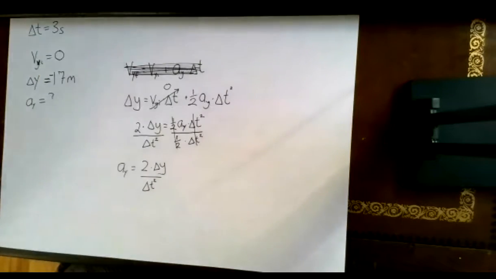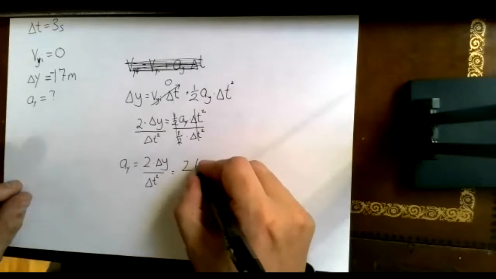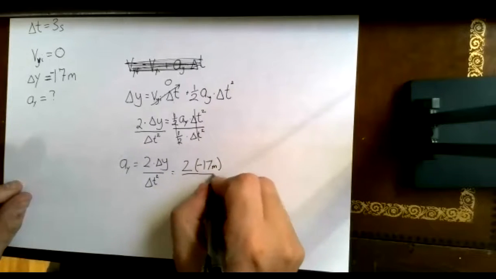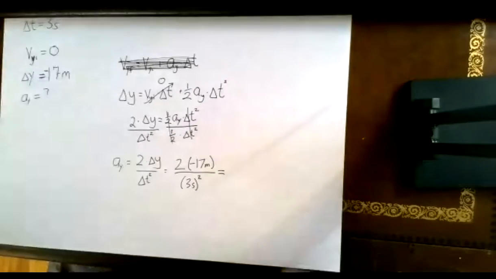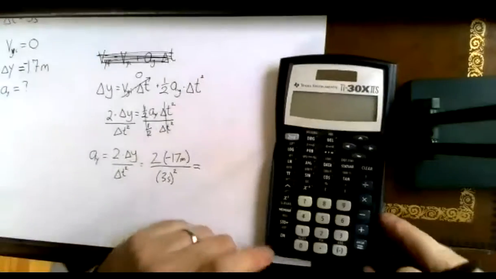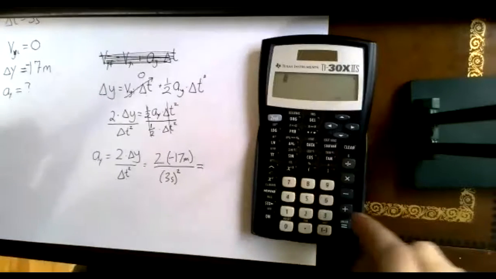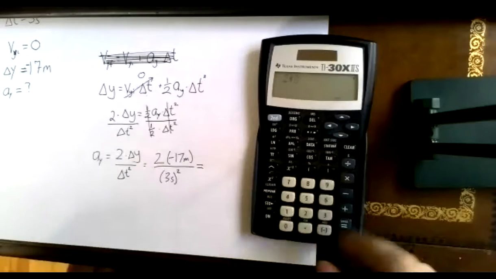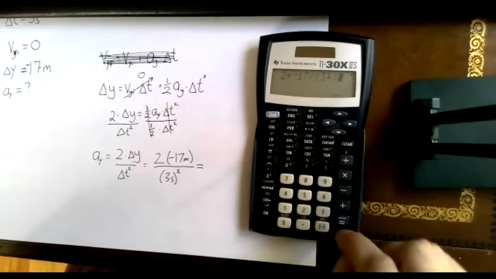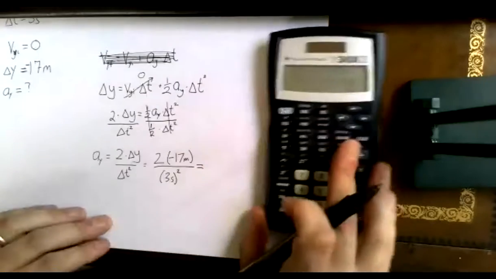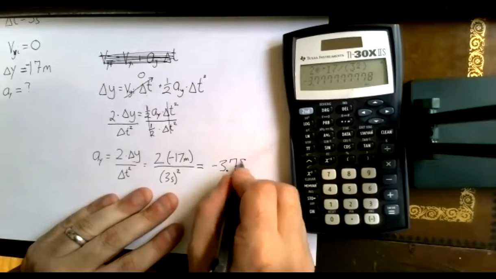Okay. So I can go ahead and plug my numbers in now. I've got 2 times negative 17 meters divided by my time, which is 3 seconds, and all that's squared. So I can already tell I'm going to get a negative acceleration, and that's okay because on any planet, the gravitational pull is downward, so I would expect a negative acceleration. So 2 times negative 17 divided by 3 squared gives me negative 3.77. Really negative 3.78 if I round up.